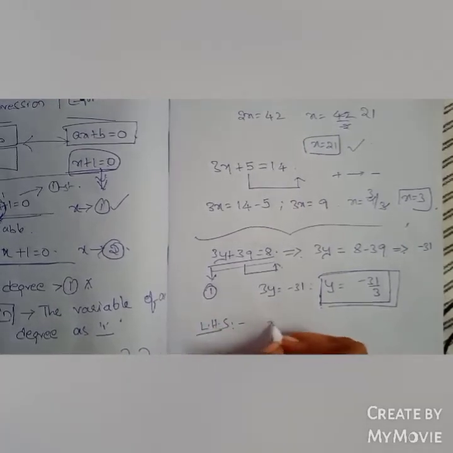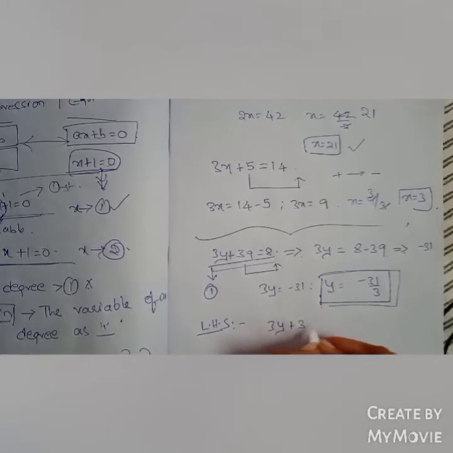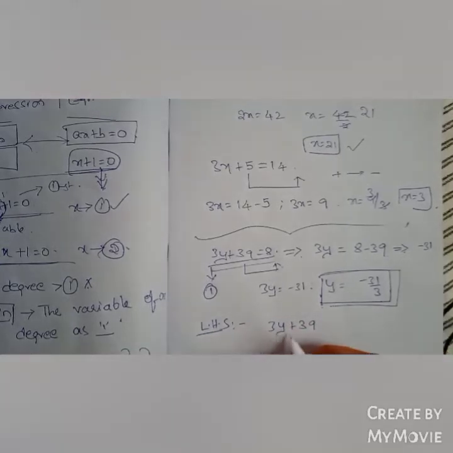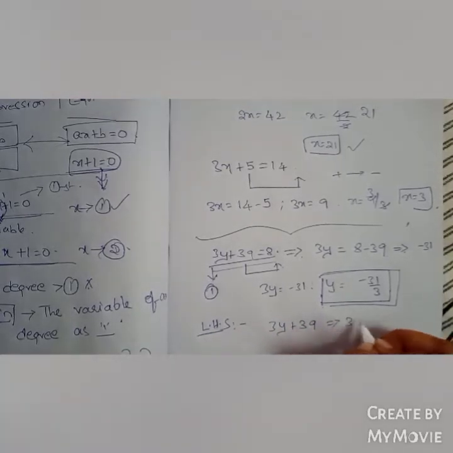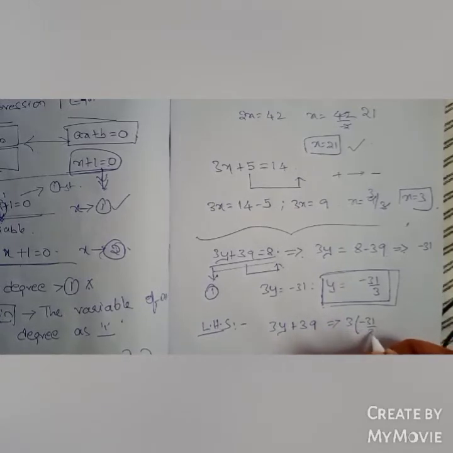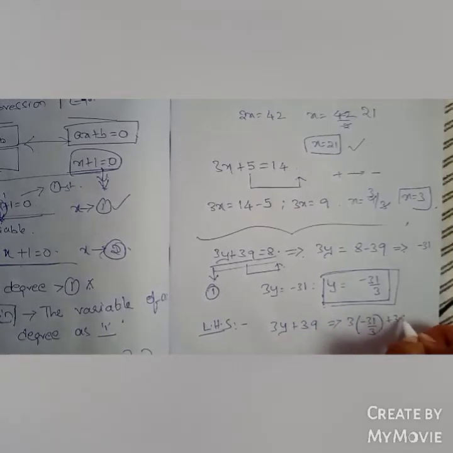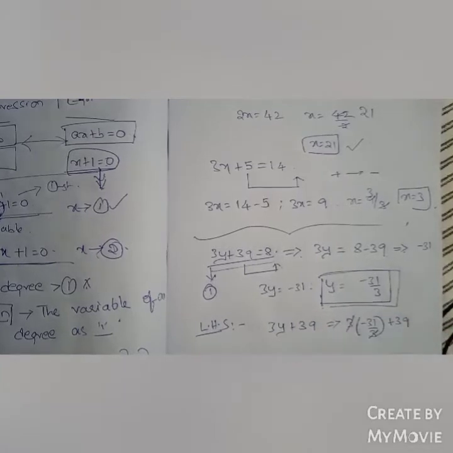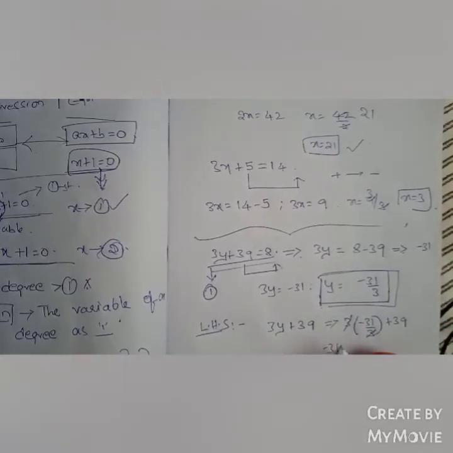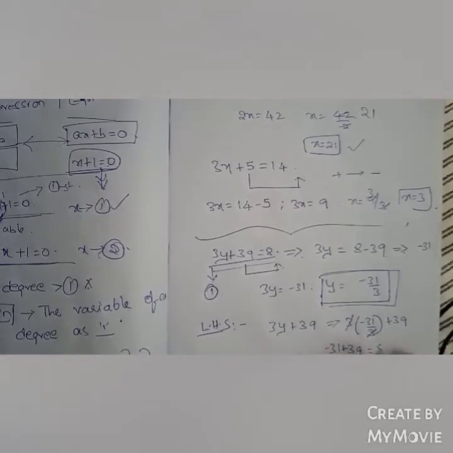What is the LHS here? 3y plus 39. Yes. Now what's the value of y? 3 into minus 31 by 3 plus 39. Okay, 3 and 3 get cancelled. So minus 31 plus 39, that is equal to 8.